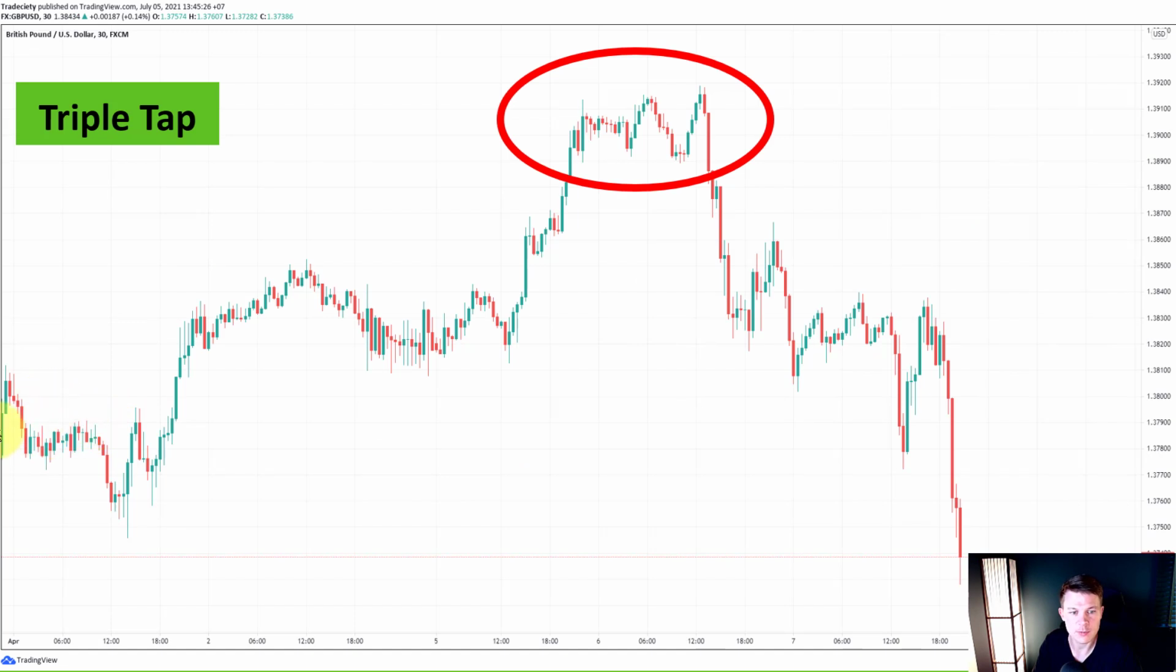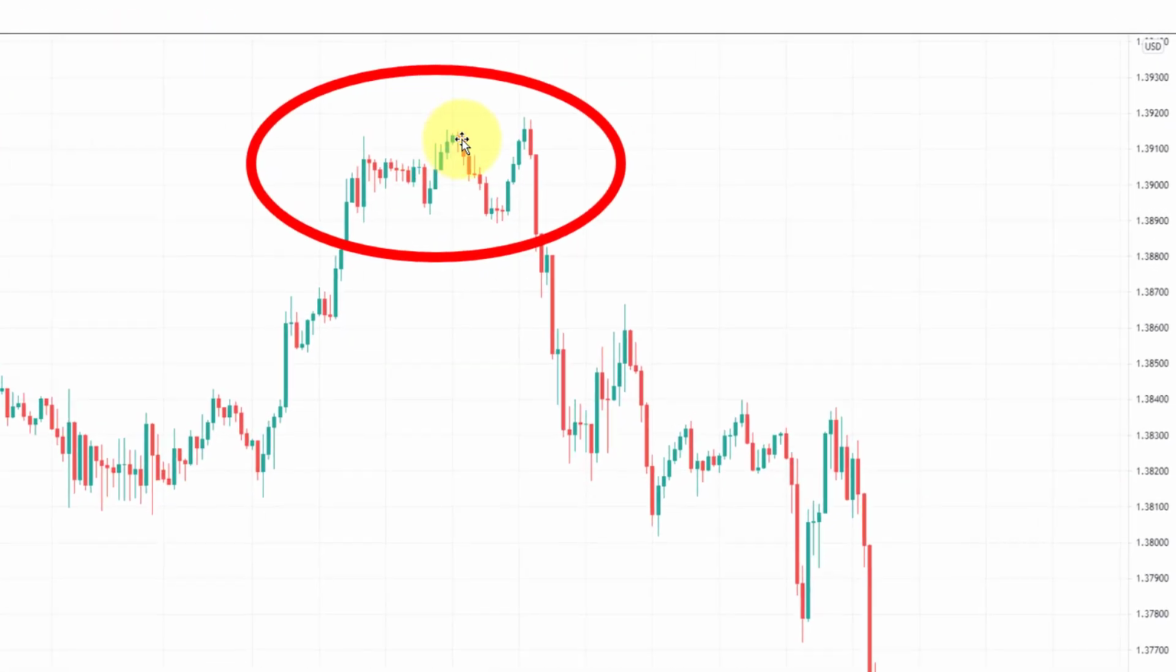Triple tap. I talked about this in some live webinars, and people always really were intrigued by it. What is a triple tap? A triple tap is basically a set of 3 consecutive higher highs. However, the higher highs are barely pushing into new highs. So those are 3 higher highs, but high number 2 and high number 3 are very, very close by.